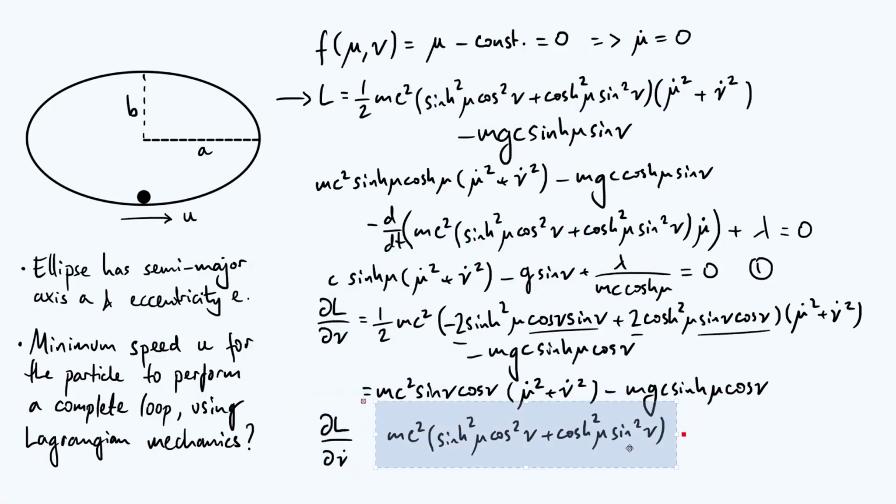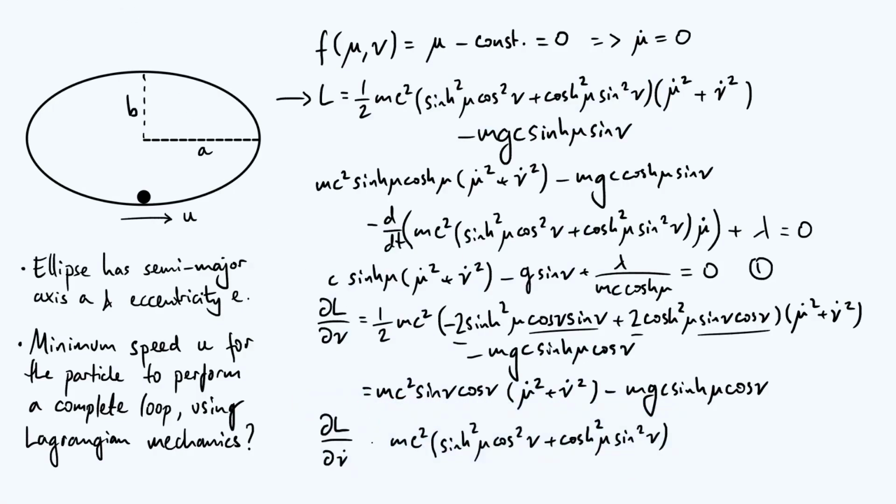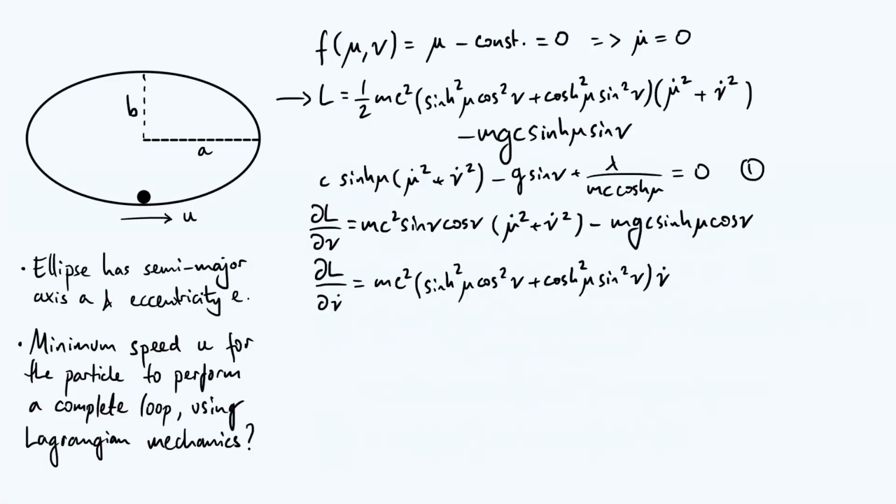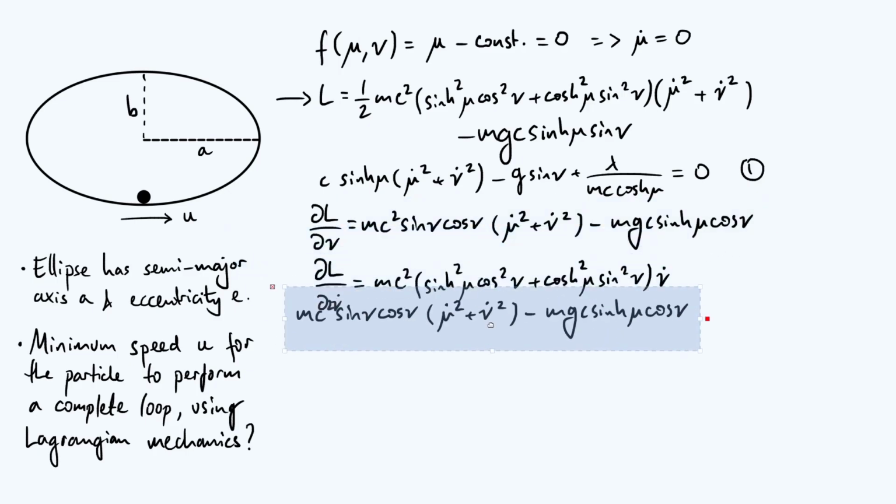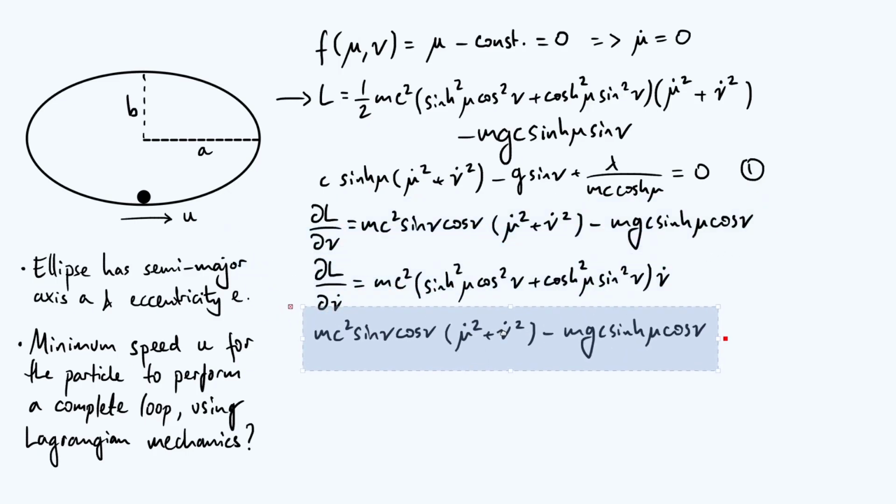I've forgotten my equals sign, so let me add that in. That equals that multiplied by nu dot, and there's our dl by d nu dot term. Let's use all that to form our second equation of motion using the nu derivatives. We'll start with the dl by d nu, so I just copy all of that stuff and put it there.